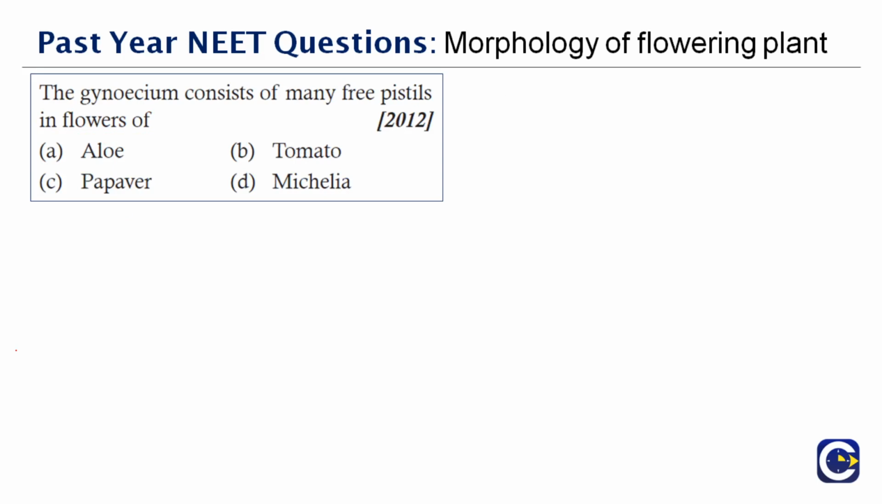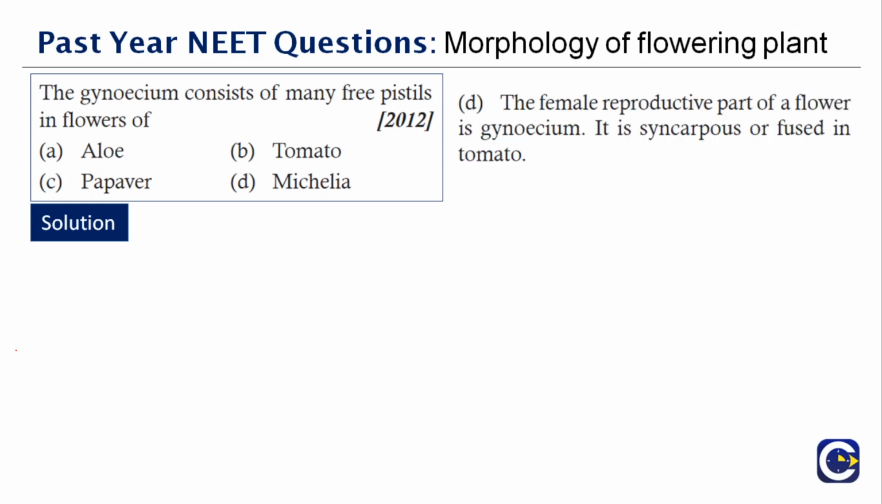Next question here. The gynoecium consists of many free pistils in a flower of dash. So what do you mean by gynoecium? It is the female reproductive organ of a flower, right? It's the female reproductive part of a flower, and that is termed as gynoecium. It is said to be syncarpous in tomato. Therefore, the answer is Michelia. Okay? Where they are asking which consists of free pistils. Free pistils are found in Michelia.